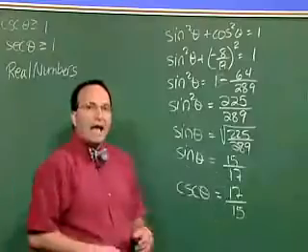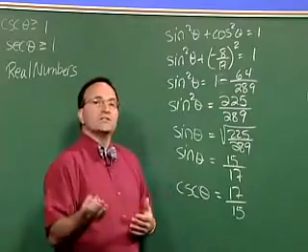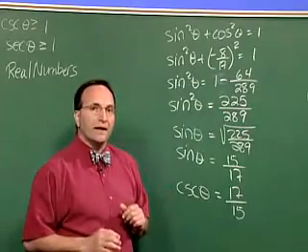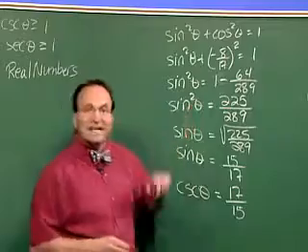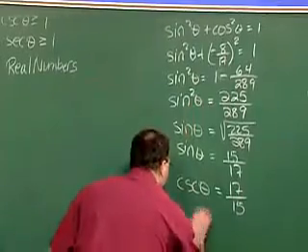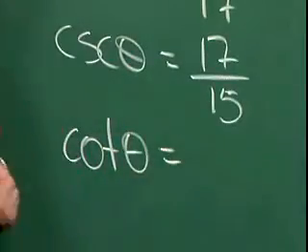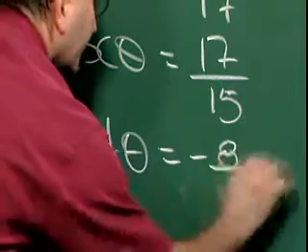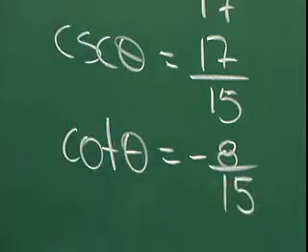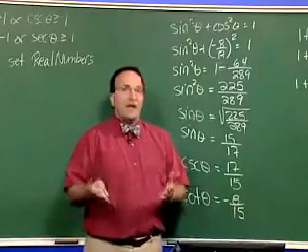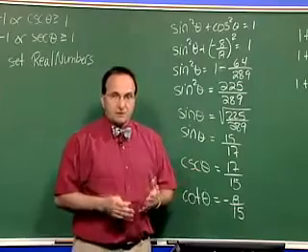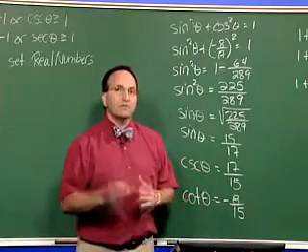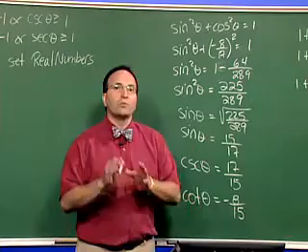17/15. And to finish it off, we just need to find cotan theta, which we remember we were given tan theta at the very beginning. So cotan theta is equal to the reciprocal, or in other words, -8/15. So we just found the 6 trigonometric functions using Pythagorean identities and reciprocal identities, from knowing just one of them.